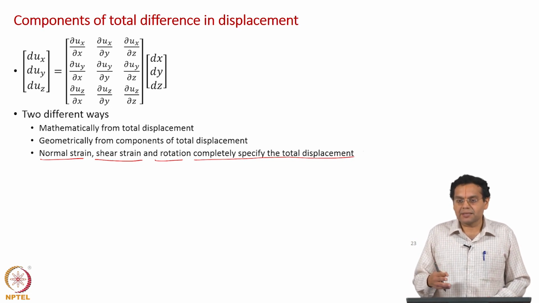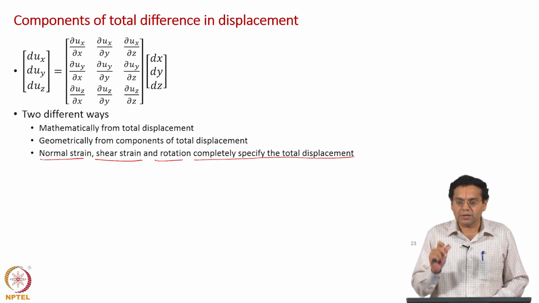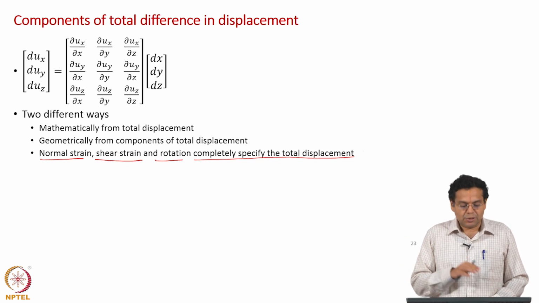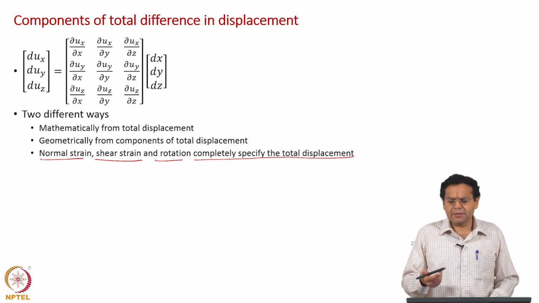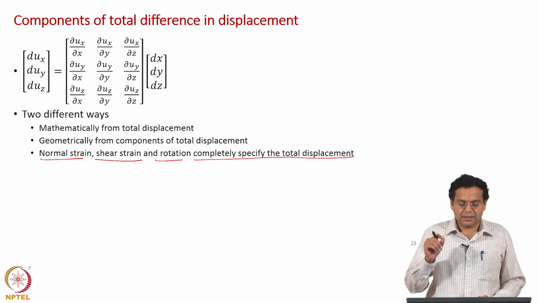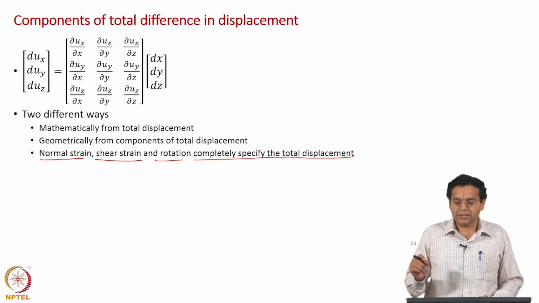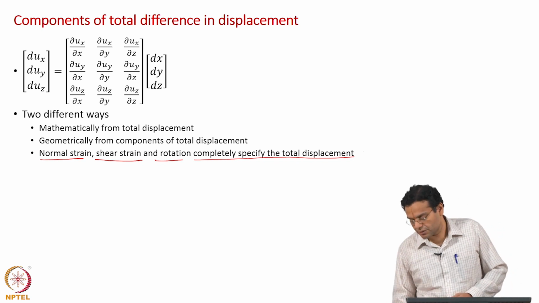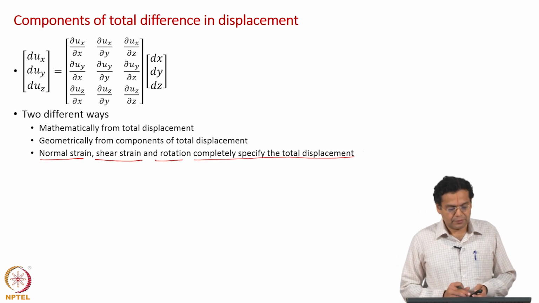Initially we made a statement that I am going to consider only normal strain, shear strain and rotation, but why should I consider only these three? This is the conclusion. If it is enough to consider those three to arrive at the same expression, it implies that those are the only ones, normal strains, shear strains and rotation, to be considered to arrive at the total displacement. That is a conclusion which we arrive at.